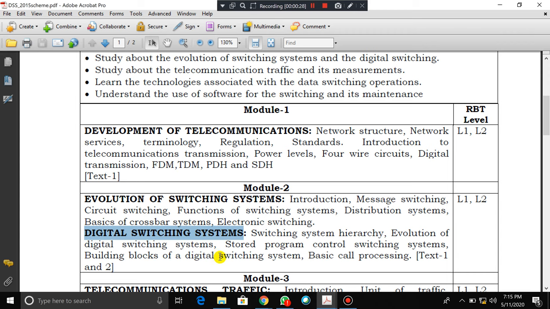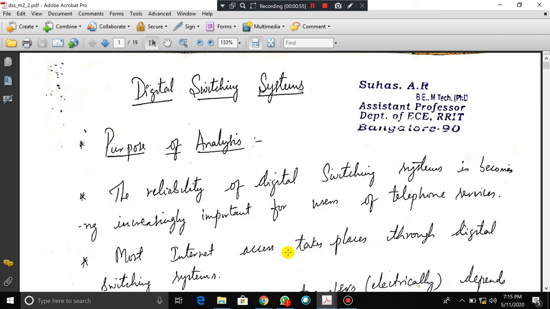Actually in this particular topic, in today's session, we will discuss the basics of digital switching system, how the hierarchies of switching system happen, how the evolution has been done in digital switching system, how it is going to work, and what are the blocks involved in this. So we'll try to cover these portions today. Let us go to the actual things. As I told, in this session today we'll discuss digital switching system.